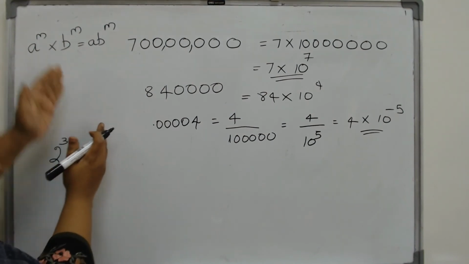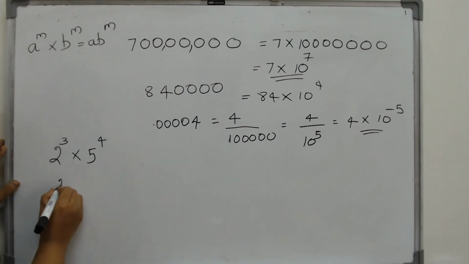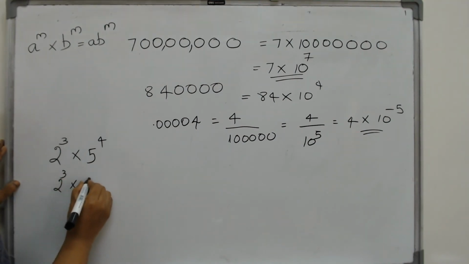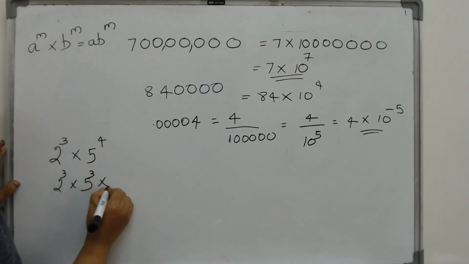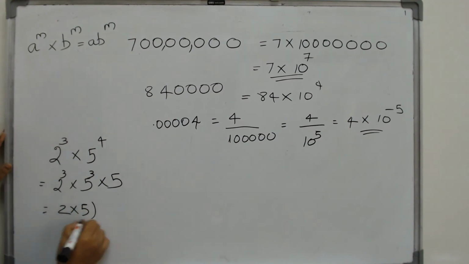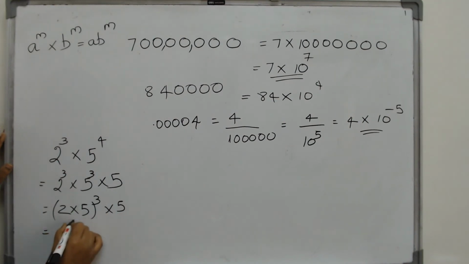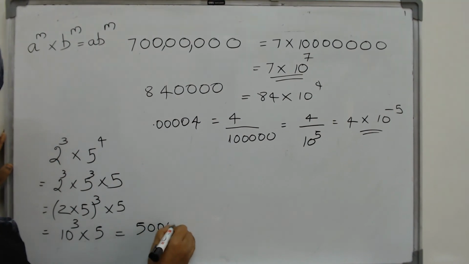What if I make this exponent equal? What if I make them the same exponent? 2 raised to 3 into 5 raised to 3 into 5. That makes sense, doesn't it? See, 5 raised to 4 is the same as 5 raised to 3 into 5. So now what can you do? Now you can group them together and write it like this. So this is 10 raised to 3 into 5, which means 5 followed by 3 zeros.